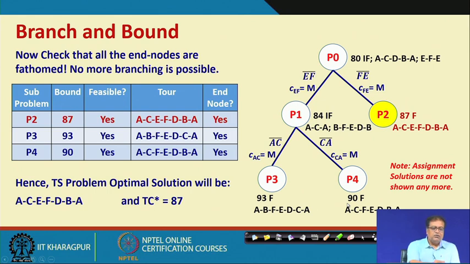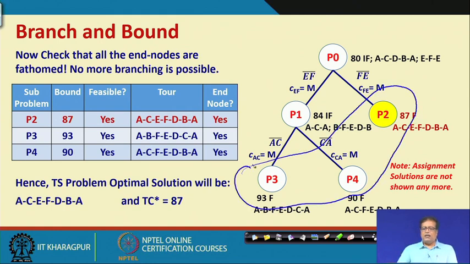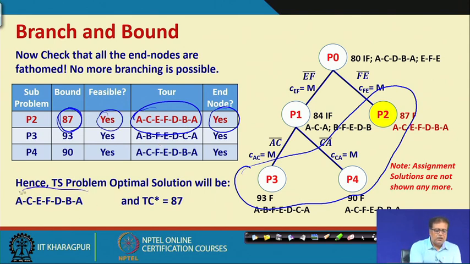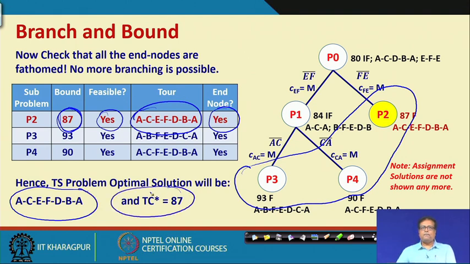So, these solutions are compared. Look here, if I see all the nodes, so these are my nodes, right. They are all feasible, that means all have fathomed. Since all have fathomed, the question here is they are all feasible, the bounds are 87, 93 and 90 and 87 is the lowest, right. So, that should be our optimal tour and it is feasible also. So, that is going to be our optimal travelling salesman solution and that TC star will be 87, right.